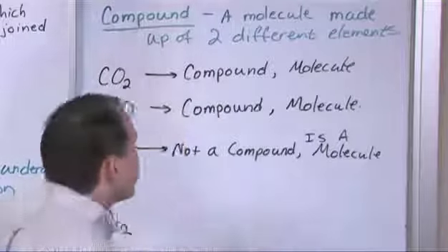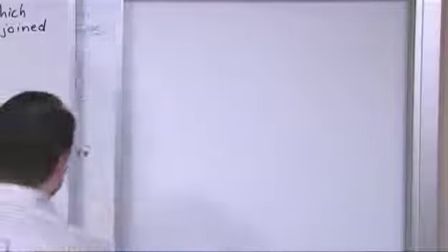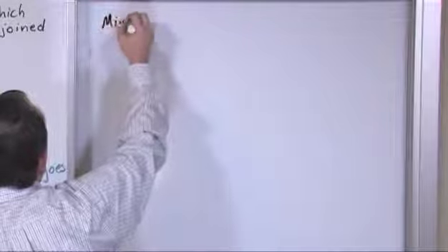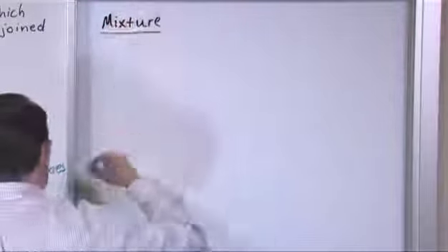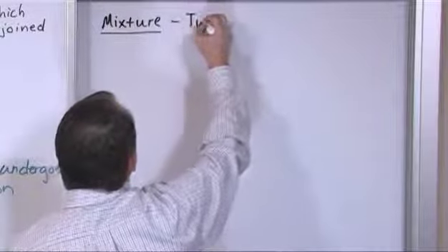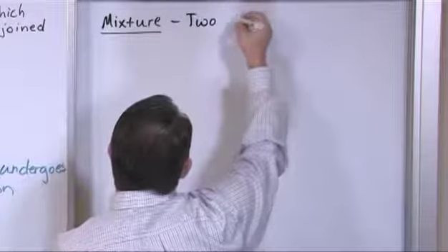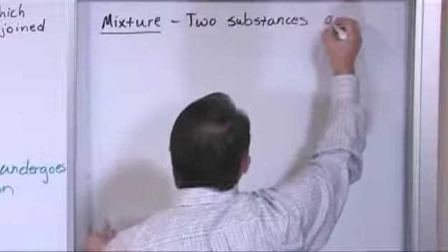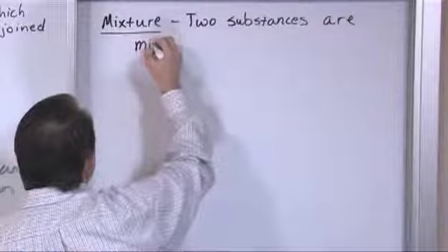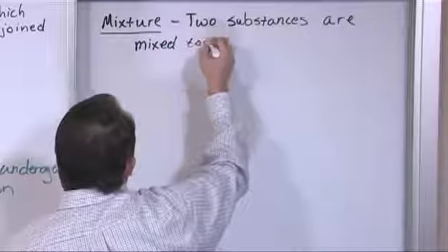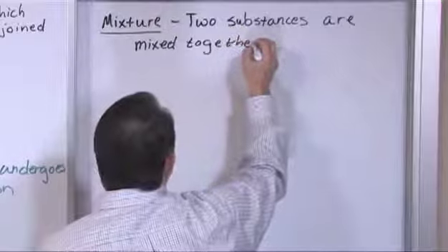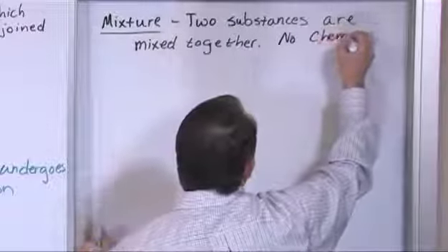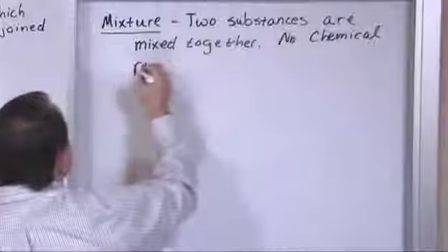All right. Let's go ahead and wrap this section up by talking about mixtures. What is a mixture? I think most people have a pretty good idea of what a mixture is. A mixture is when two substances are, you guessed it, mixed together. And I'm going to go out of my way to say that there's no chemical reaction here.